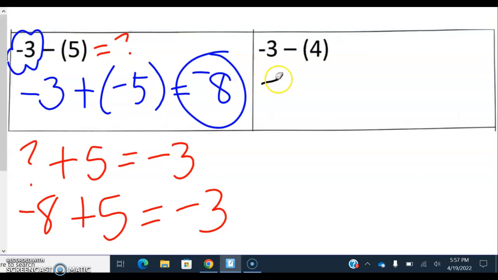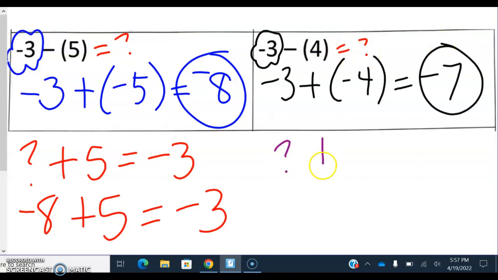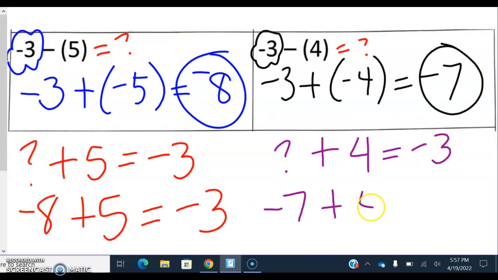All right, this one, -3, force field around the -3, and we're going to add the opposite. The opposite of +4 is -4. And these together, same sign, add and keep, is -7. Now, if I want to use my fact families, I would say question mark plus 4 equals -3. Well, what would that have to be? -7 plus 4 equals -3. Sure enough, that does work. So I can find out by using my fact families if I'm right.